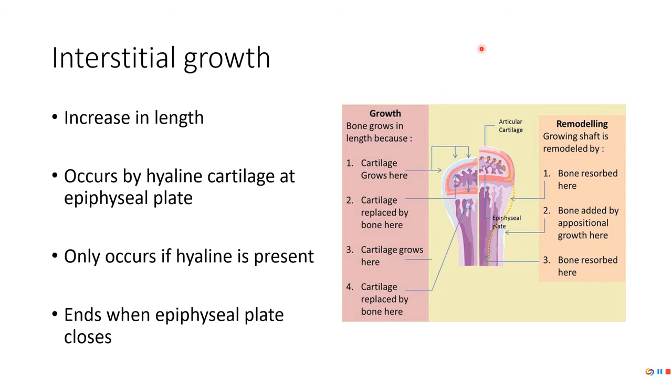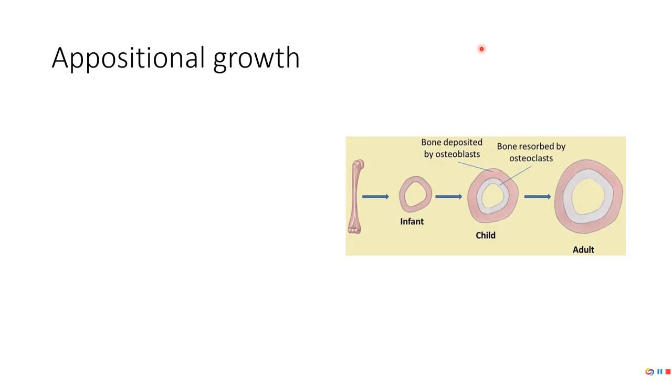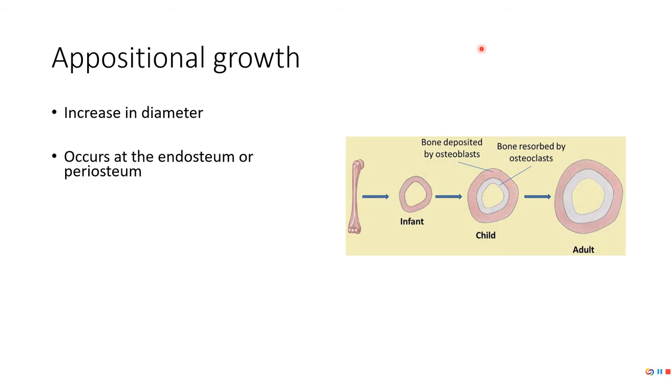Then we've got appositional growth. And this is where the bone itself gets basically fatter or wider, increases in diameter. Okay, so this occurs throughout life.